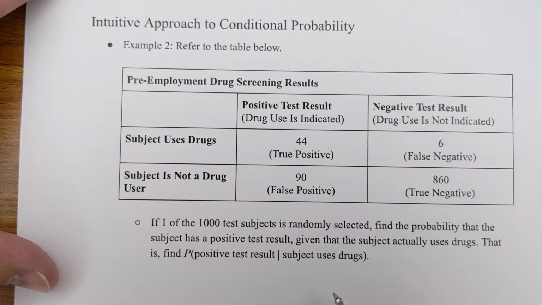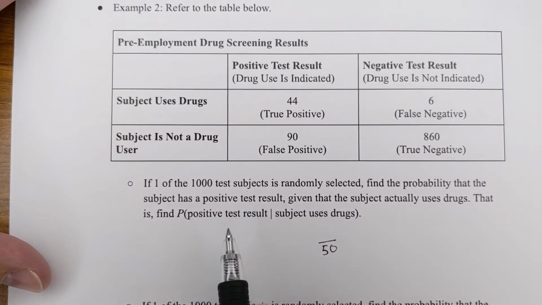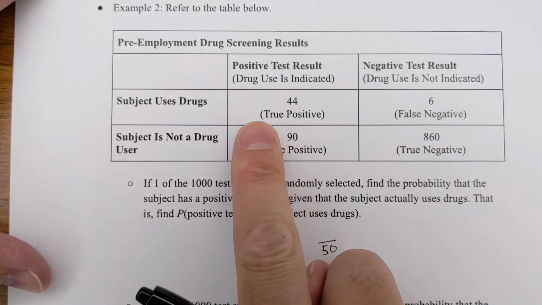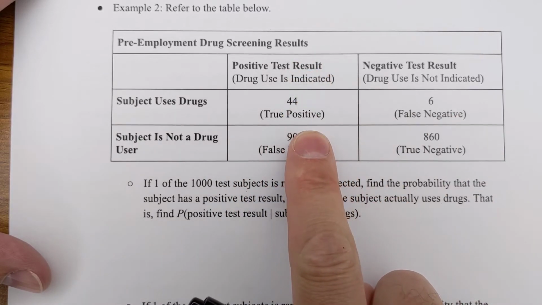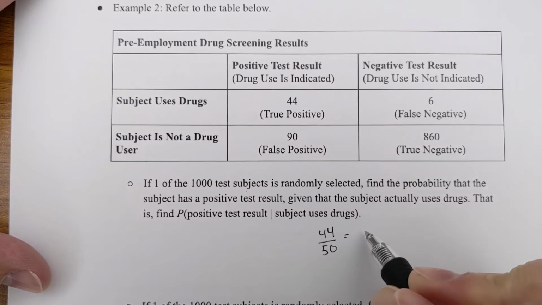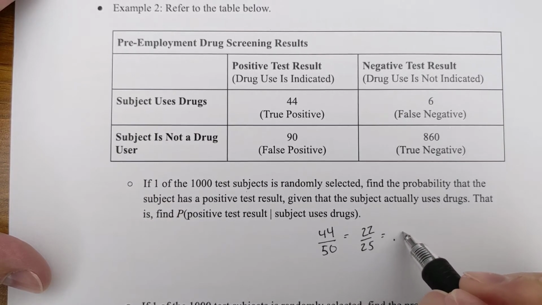So my bottom number, instead of being out of the 1,000, is only out of the 50, because I only need to look at the 50 people who I know use drugs. The positive test result would be the 44, because they're the people who use drugs and test positive. So 44 out of 50, which would be 22 out of 25, which as a decimal is 0.88.